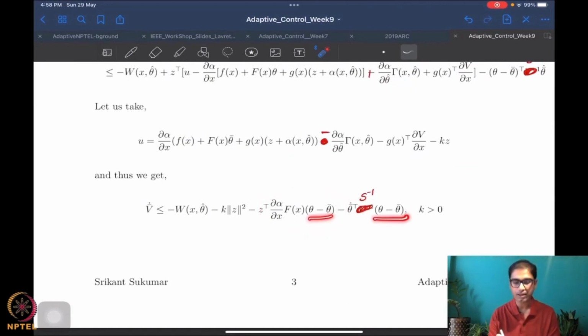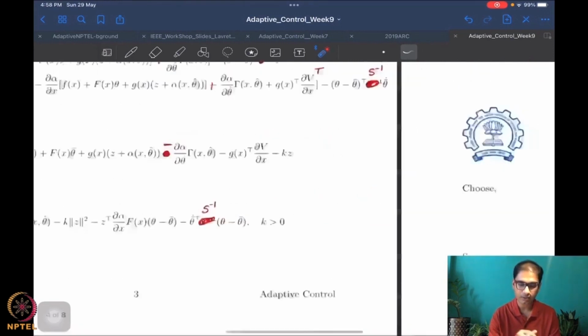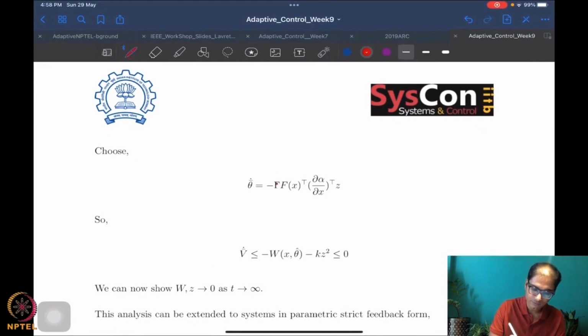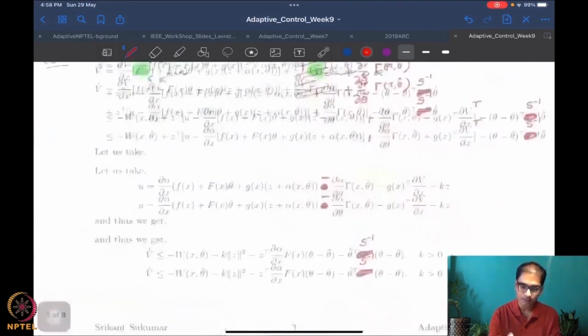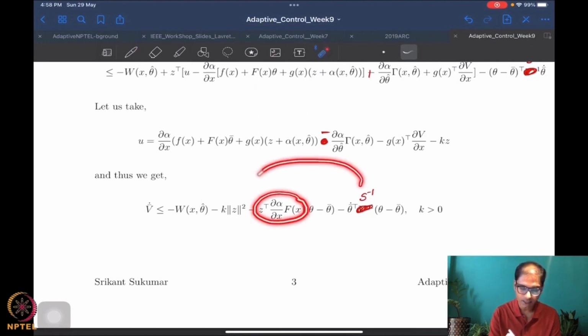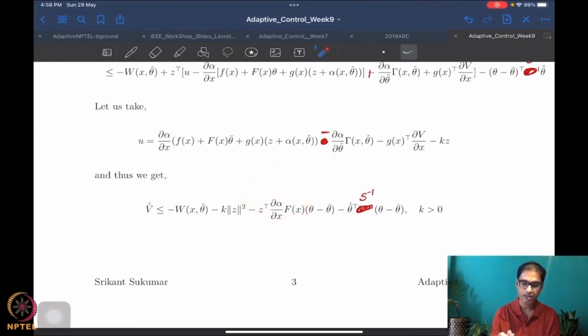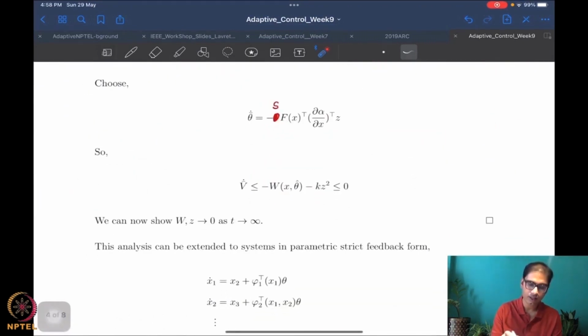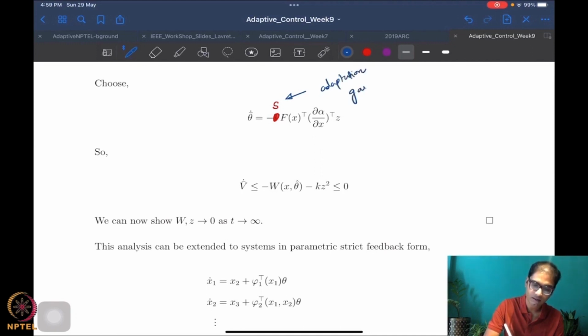So we take theta minus theta bar common, and then we have an expression here, right? In this case it will be S times F transpose del alpha del X transpose times Z. Basically it will be the transpose of this whole quantity pre-multiplied by S, which is the adaptation gain, right? So this is the adaptation gain.